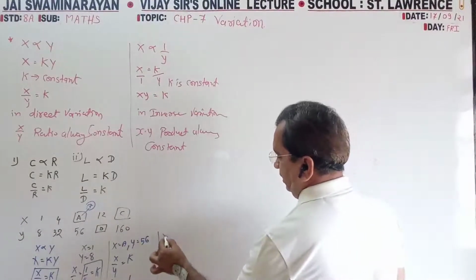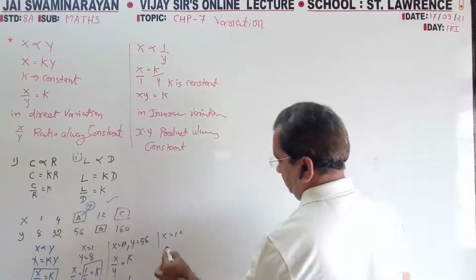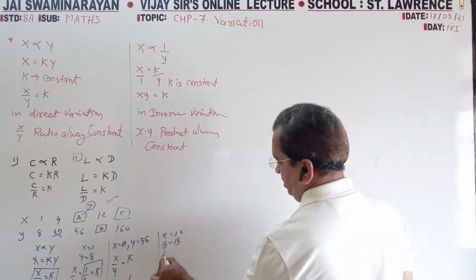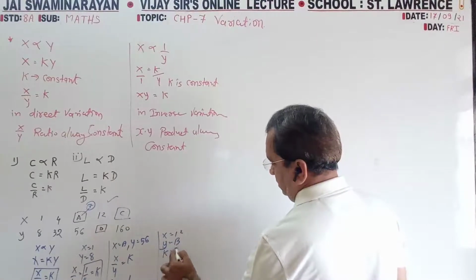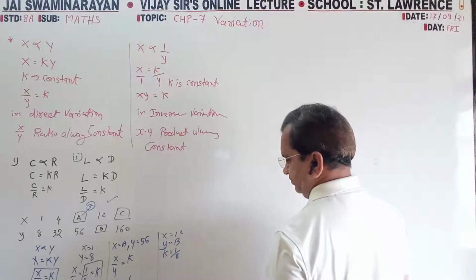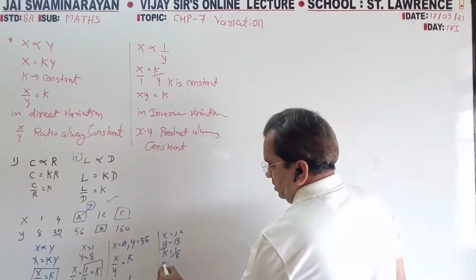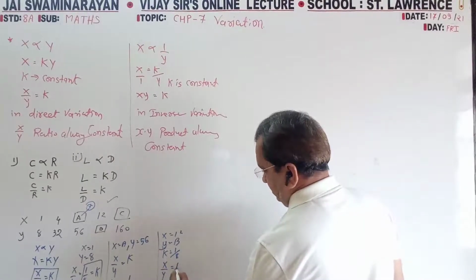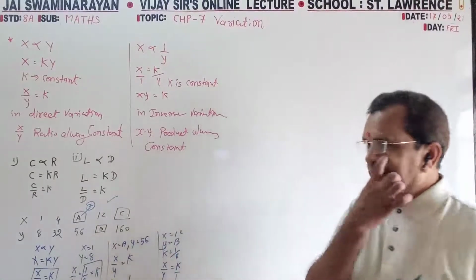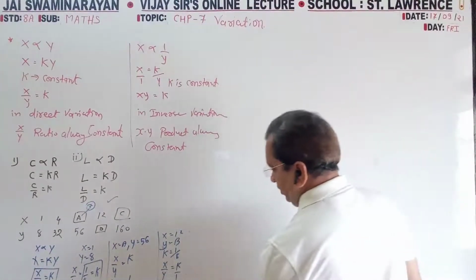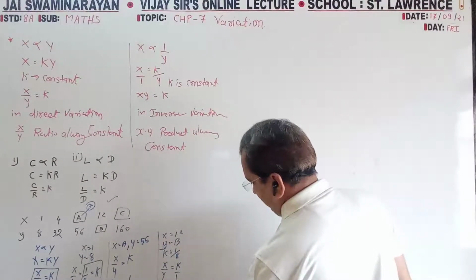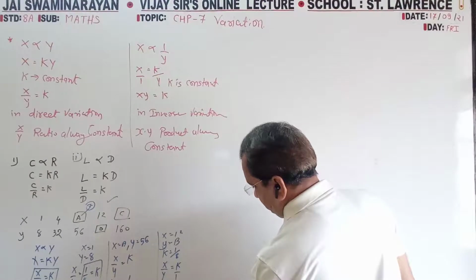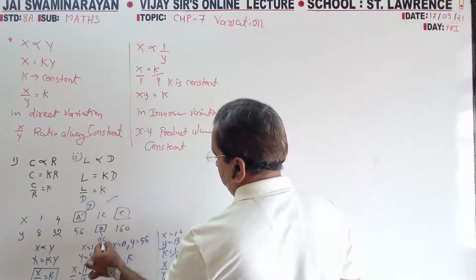Same. Now X is equal to 12. Y is equal to B. So X by Y is equal to K. So X is 12, Y is B, K is 1 by 8. So B, it is 96. So this is 96.